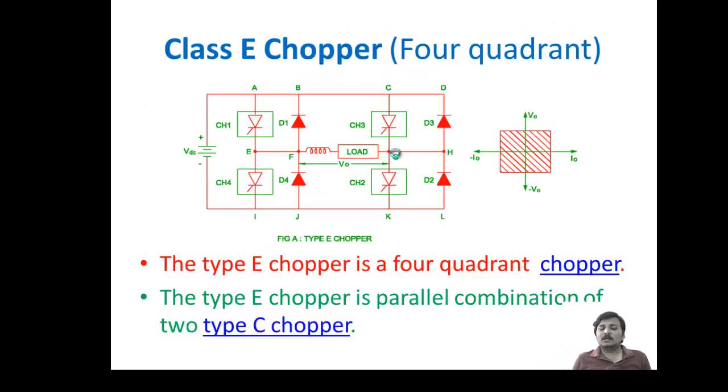Now let us see another type of chopper, that is the class E chopper, which is a four quadrant operation. It is a class E chopper which is operated in all four quadrants. It is a parallel connection of type C choppers. In the configuration, you can observe there are 4 controlled switches and 4 uncontrolled switches. CH1, CH2, CH3, CH4 are the controlled switches. D1, D2, D3, D4 are uncontrolled switches.